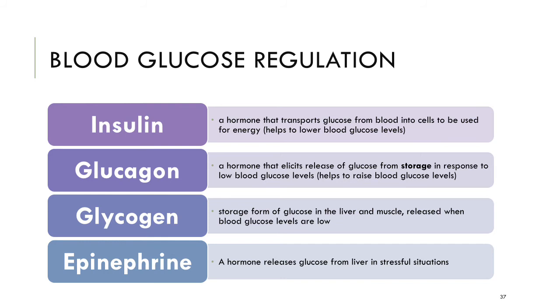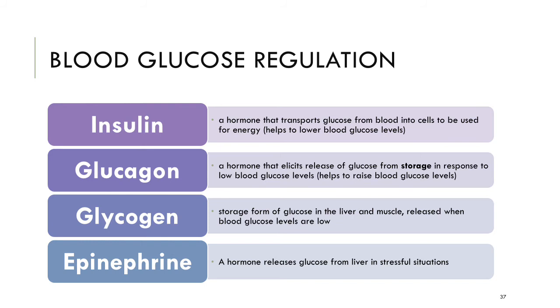What happens is this hormone will start asking the liver and the muscle cells to start converting the glycogen stored in them into glucose, and this glucose will go into the bloodstream and thereby increase the blood glucose concentration. So next, let's talk about glycogen.